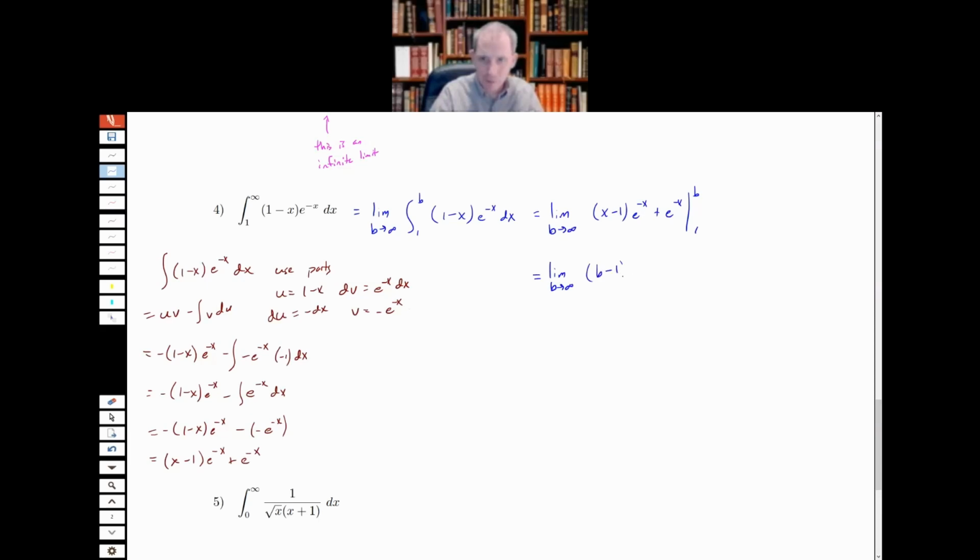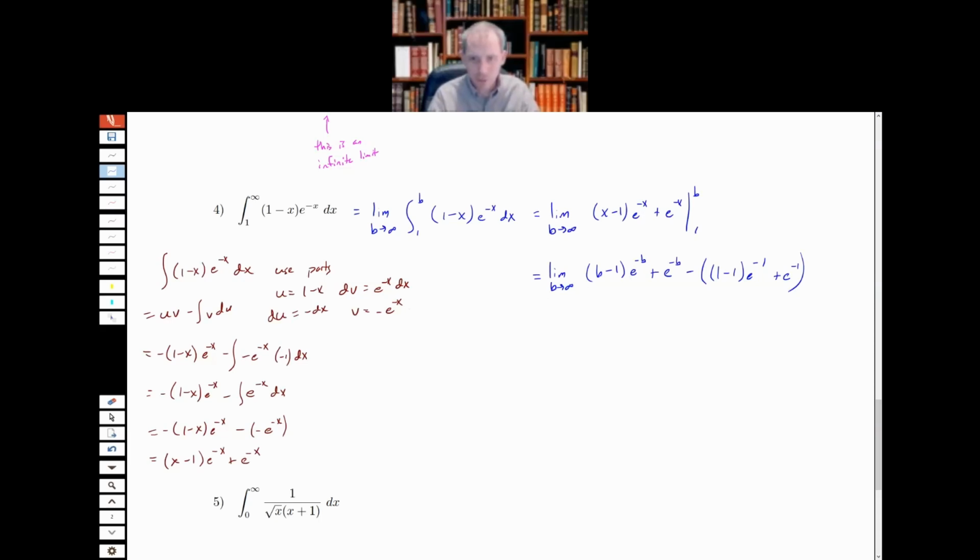So we'll have b minus 1 e to the negative b plus e to the negative b, and then minus 1 minus 1 e to the negative 1 plus e to the negative 1. Okay, the stuff over here on the right I'm not too concerned with. It's definitely going to be finite, although if it doesn't diverge, then I do need to know what number I have. But let's worry about the variable parts over here and see what's going on.